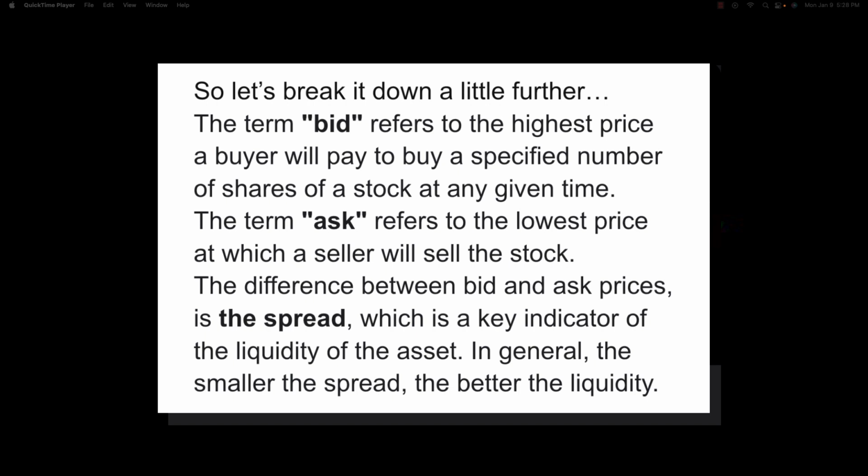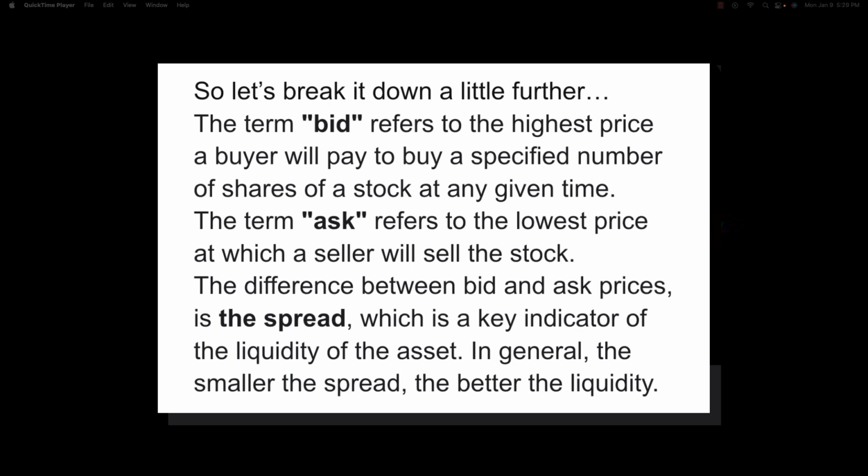So let's break it down a little bit further, kind of go into a few of the terms. The term bid refers to the highest price the buyer is willing to pay for a specific number of shares of a stock at any given time. So if I want to buy a stock, but I'm not willing to slap the ask, I want to kind of wait on it, I am going to set a bid order. So the top bid is going to be the highest price that any trader is willing to pay for that given stock. And the same on the other side, the ask refers to the lowest price at which the seller is willing to sell the stock.